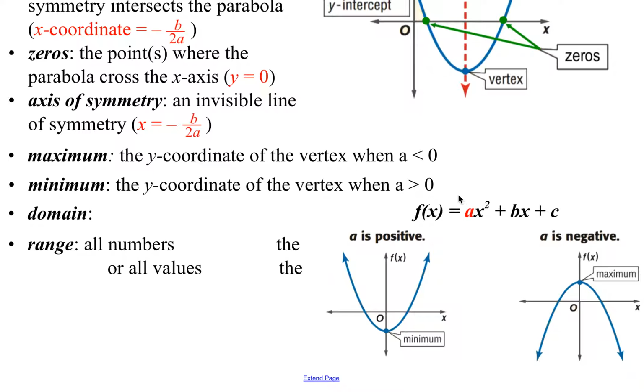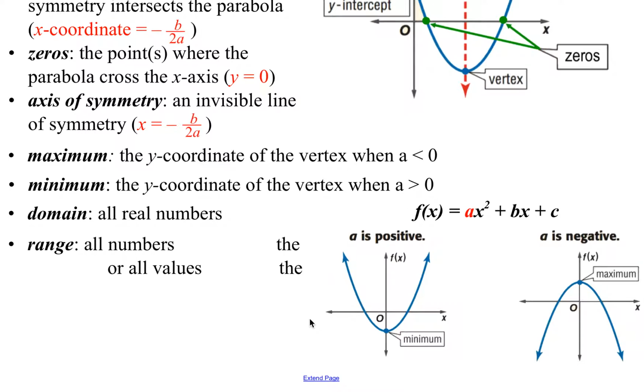Okay, so the coefficient in front of your quadratic term tells you right away, just by looking at the equation, whether it opens up or down and whether it has a maximum or a minimum point. The domain is all real numbers.